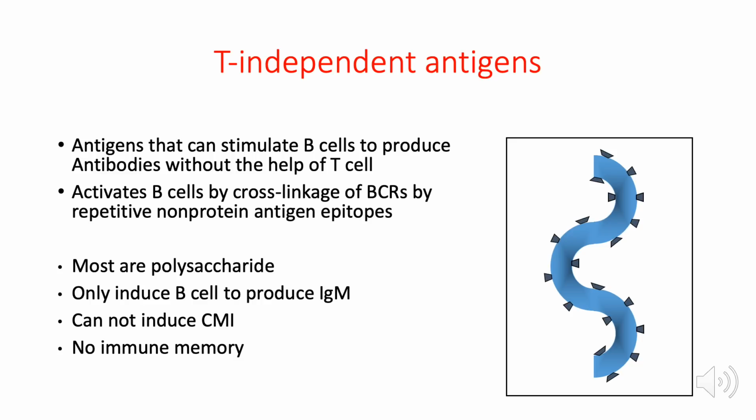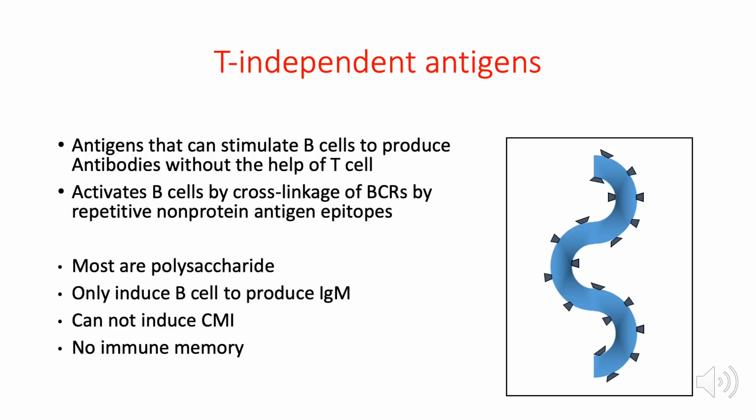Please go back to the previous slide, the one that talked about T-dependent antigens. Look at the microorganism there. You will appreciate that there are several types of determinants because T-dependent antigens are proteins by nature and proteins are chemically complex. T-independent antigens, on the other hand, are polysaccharides. They have a smaller number of determinants compared to T-dependent antigens.